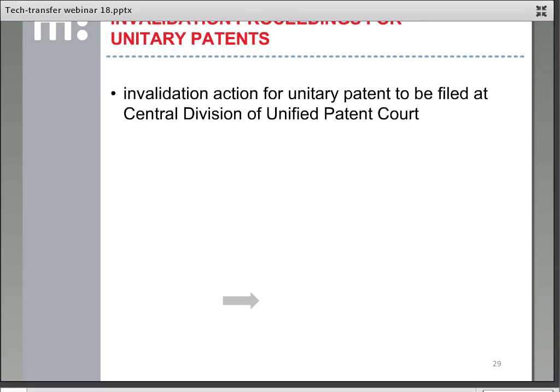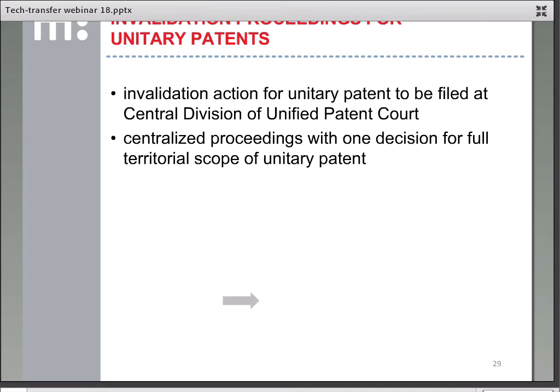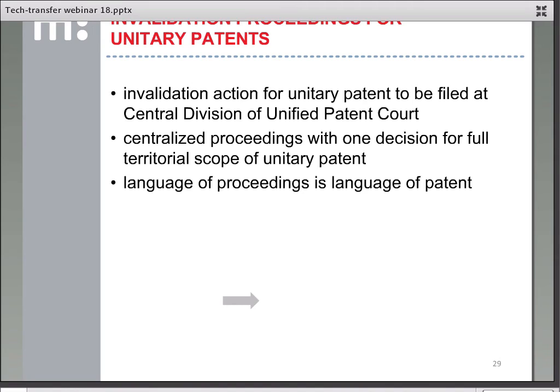Well, one of the main aspects in introducing the unitary patent system was that, as I said before, after grant of the EPO patent, it splits up in national patents, and that's supposed to change. There will be an invalidation action for a unitary patent as a whole, and that will need to be filed at the Central Division of the Unified Patent Court. So you have, again, centralized proceedings, and one decision will be relevant for the full territorial scope of the unitary patent. Another advantage maybe is that the language of the proceeding is the language of the patent. So if you've got an English patent, you don't need to have all your proceedings in German, for example. There are some translation issues, but not in this context.